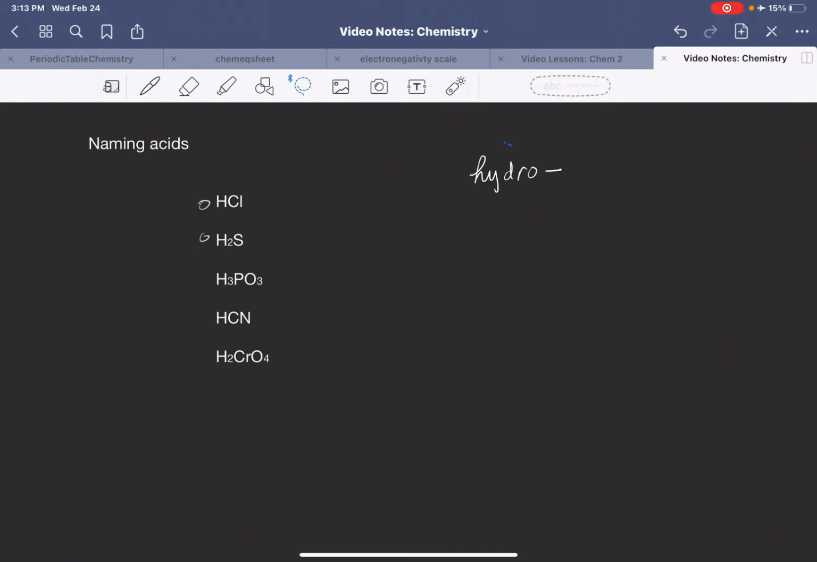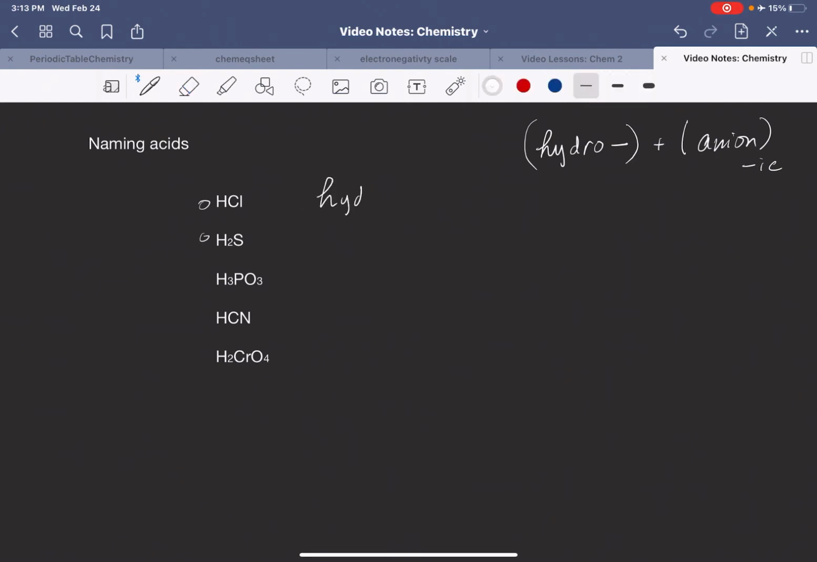All right. And then we add in the name of the anion. And then we drop the ending and add IC. So for instance, this first one, HCl, that's hydrogen, so we've got hydro, and then there's chlorine, so we would say not hydrochlorine, but hydrochloric acid.